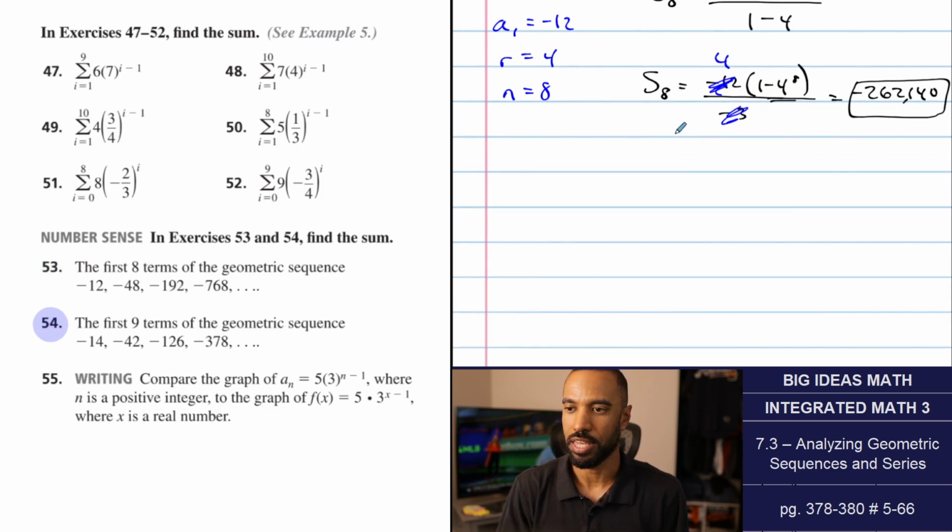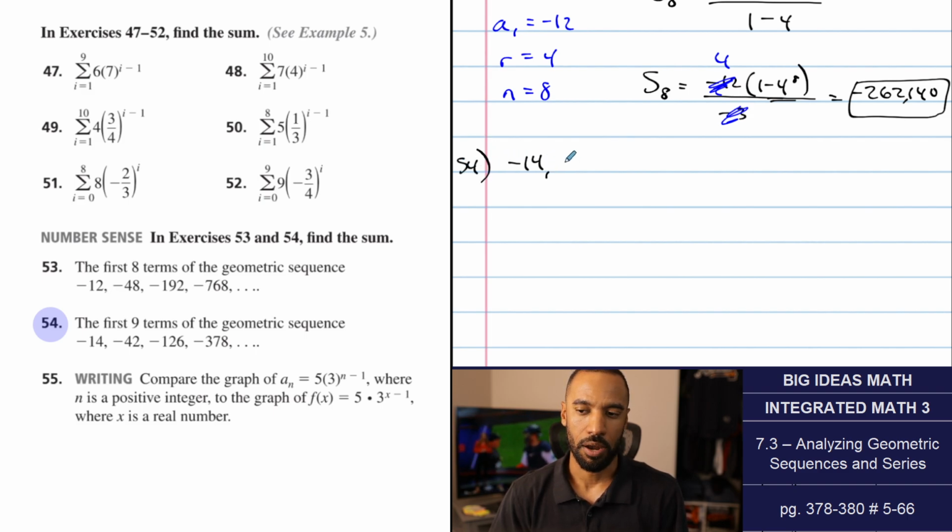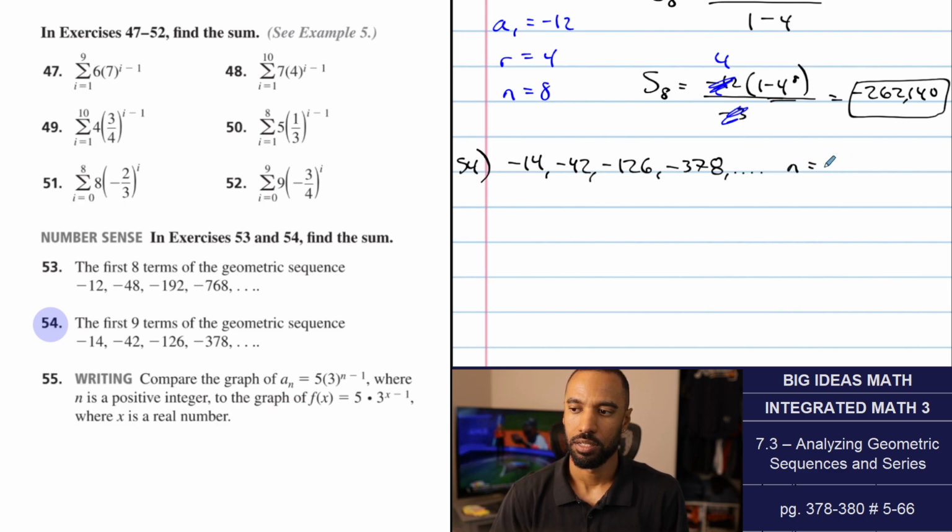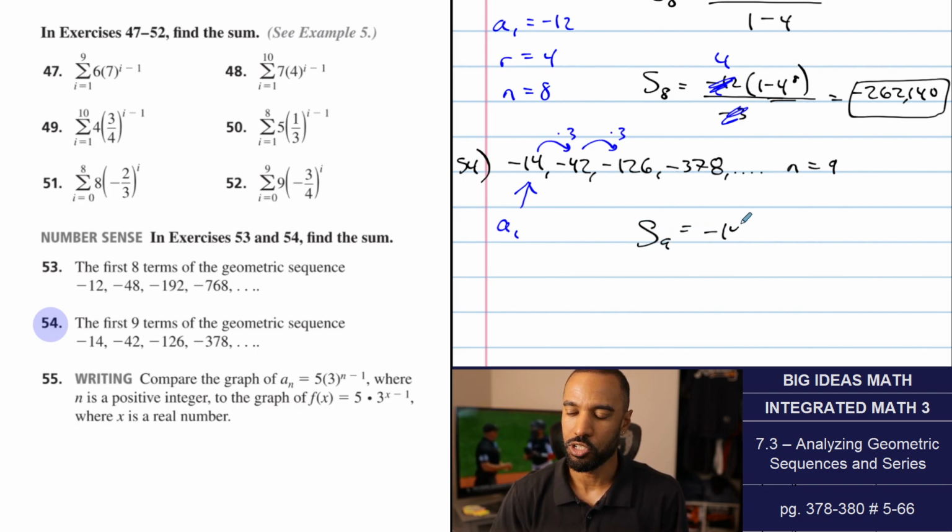Once again, everything is negative, so I expect a negative answer. This time I will not write the sigma notation. I don't think there's an actual application for us to it. So for the first 9 terms, we know what n is. Here's your a sub 1, and your common ratio is 3. That's what we're multiplying by there. So S sub 9 is your first term times 1 minus your common ratio to the 9th power over 1 minus your common ratio.